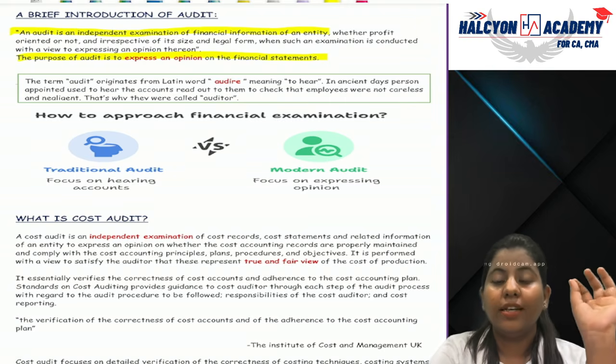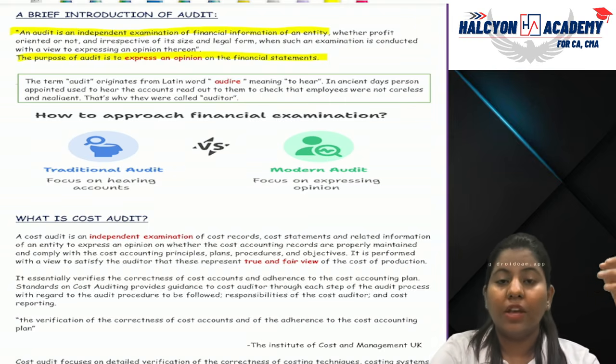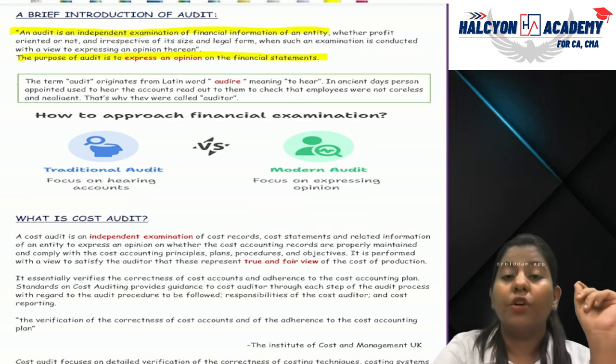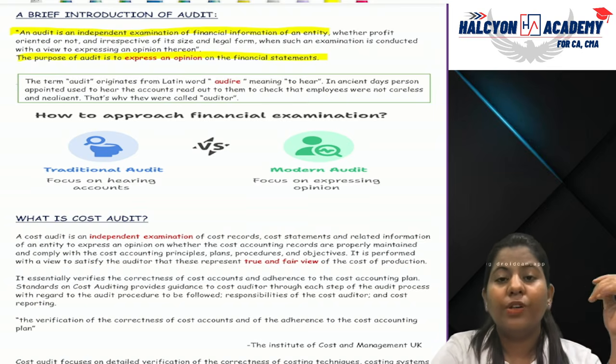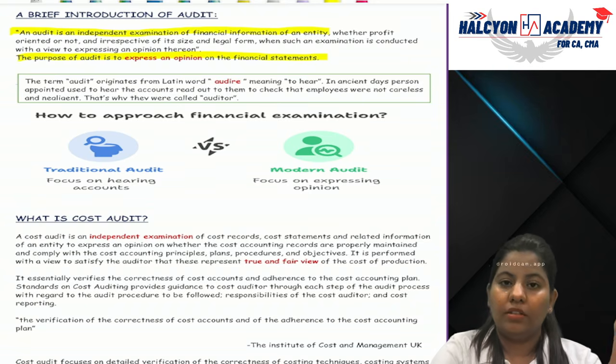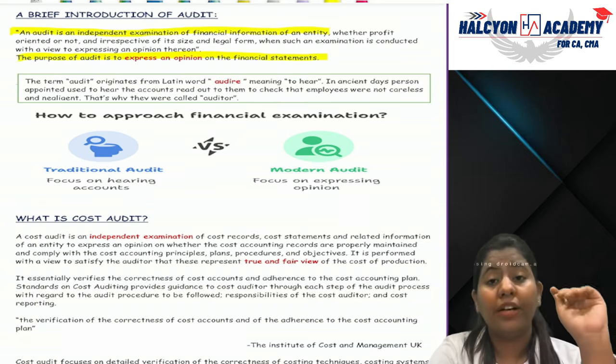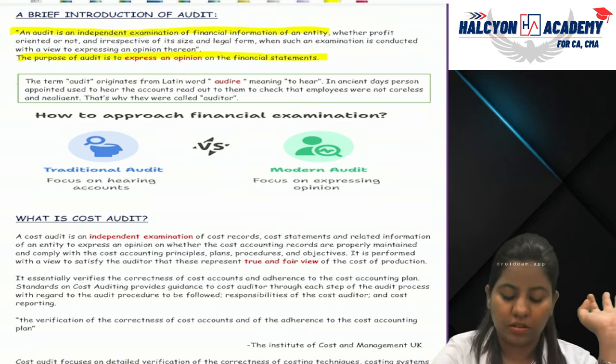In those days, a single entry system was there. So everything was recorded only once, like expenses, cash gone, cash came, cash paid, cash earned, whatever it was. It was very easy to read that, and one person used to listen to it and try to find out the mistakes in the financial statements.